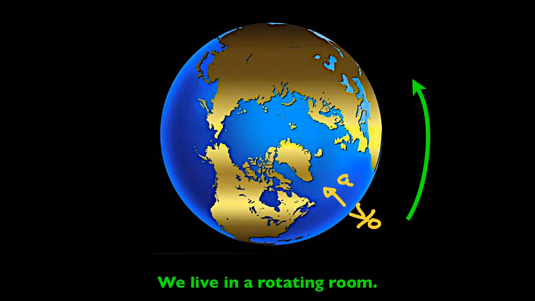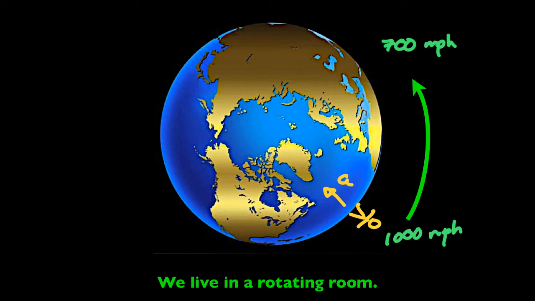Now, you're actually traveling in a circle at a pretty good speed. Where we live, you're traveling in a circle at about 700 miles per hour. If you're at the equator, you're traveling in a circle at about 1,000 miles per hour. And so you're traveling in a large circle at a very, very high speed.